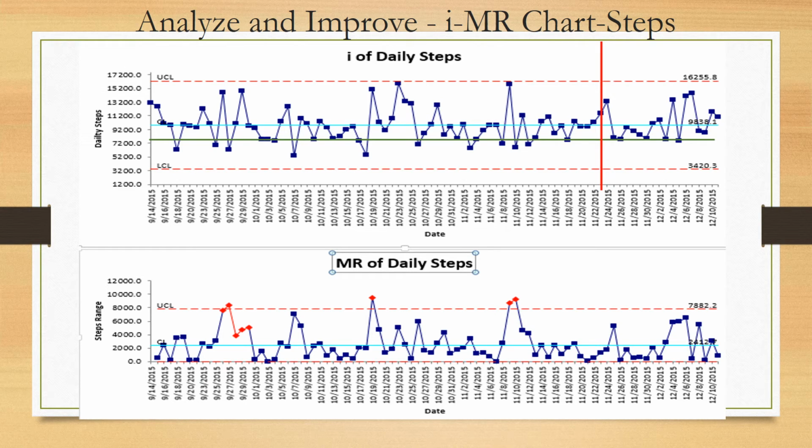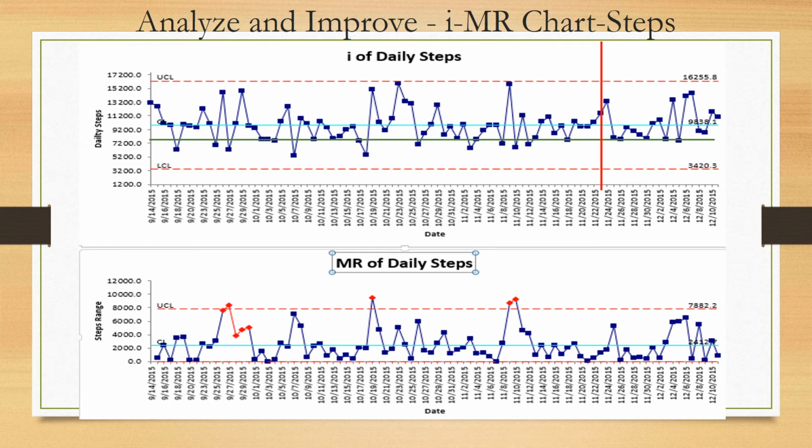Another point here is that in my initial analyze and improve phase, I had the 9/21 date where the battery died, and it actually came outside of my lower control limit. So that was data that we wanted to pull out there because it really messed up the overall information.